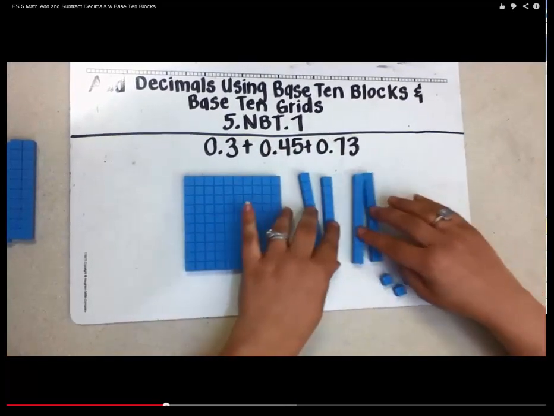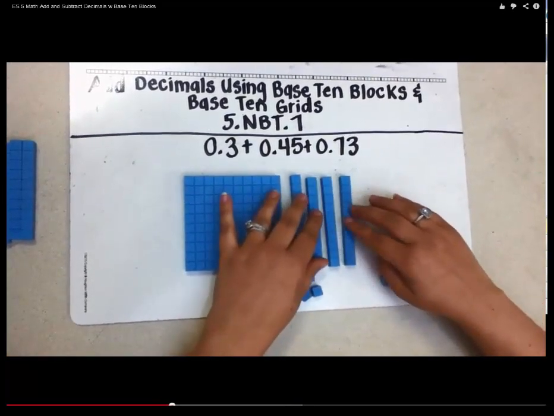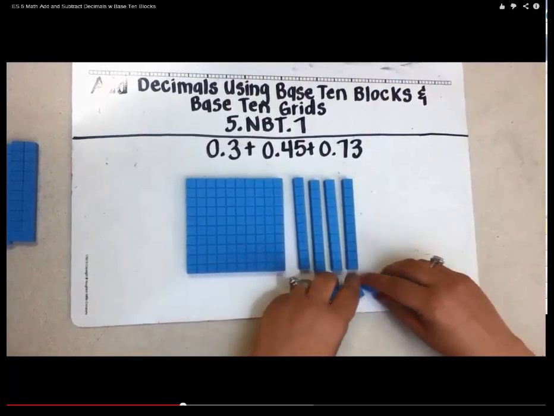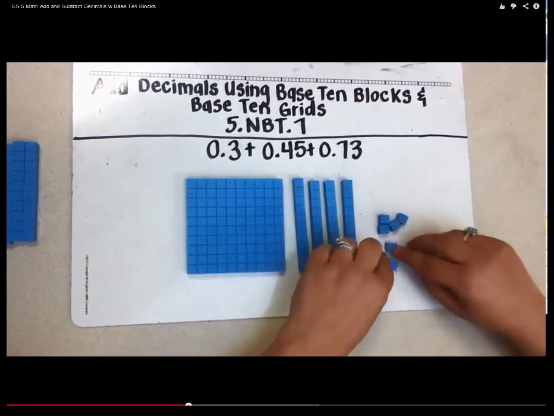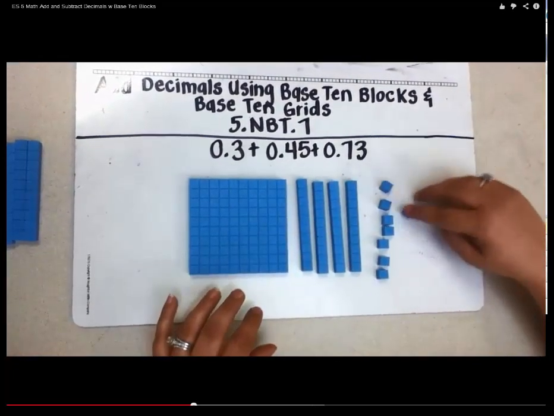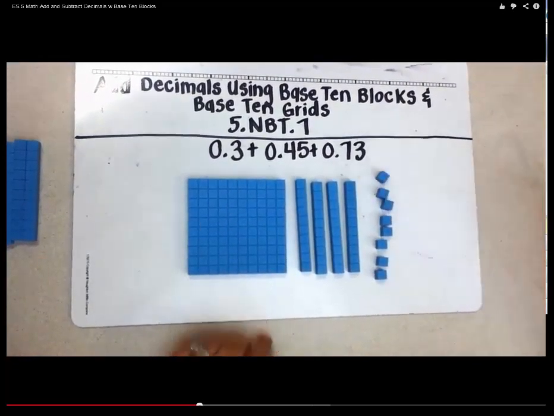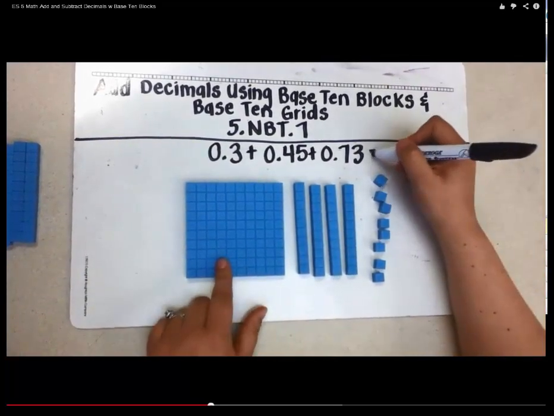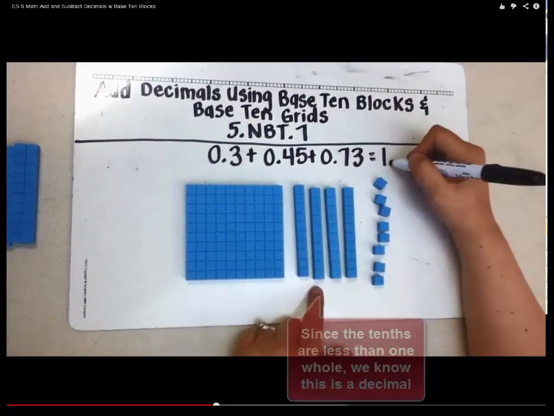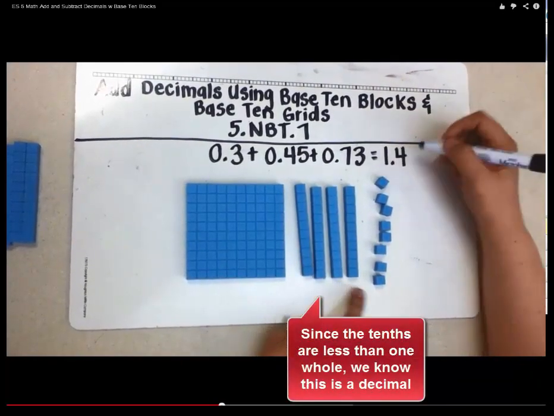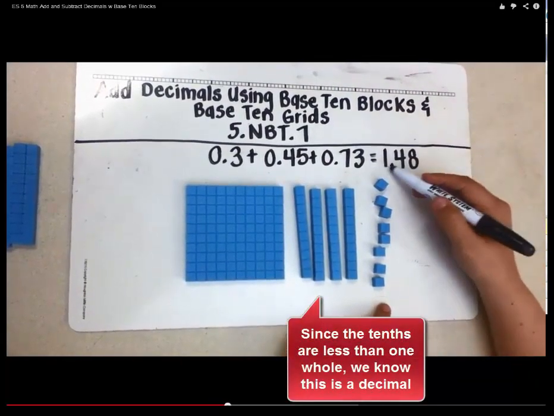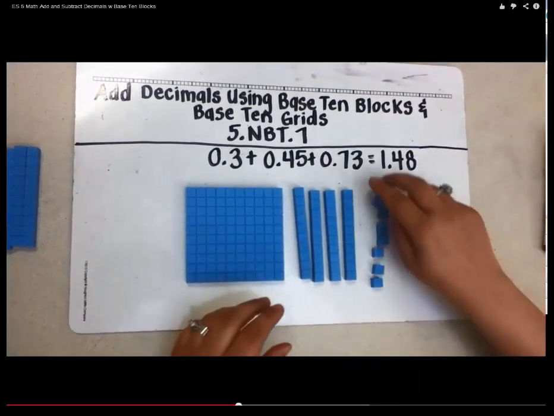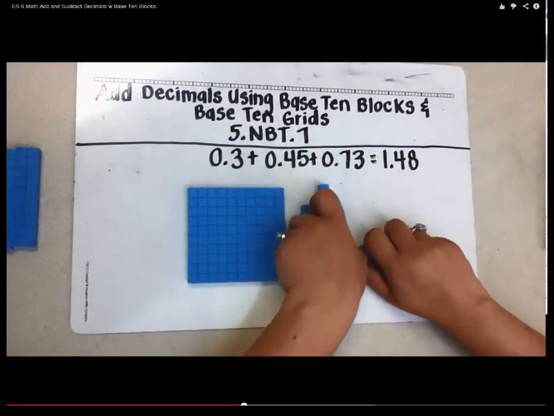And then I would have 4 tenths left there, which could not be traded for another whole. And then I would add the hundredths, 5 hundredths, plus these 3 hundredths. We would have 8 hundredths. And so then that would mean that the sum is 1. We have 4 tenths, and we have 8 hundredths. So 1 and 48 hundredths. Let me show you what that would look like on the base 10 grids.